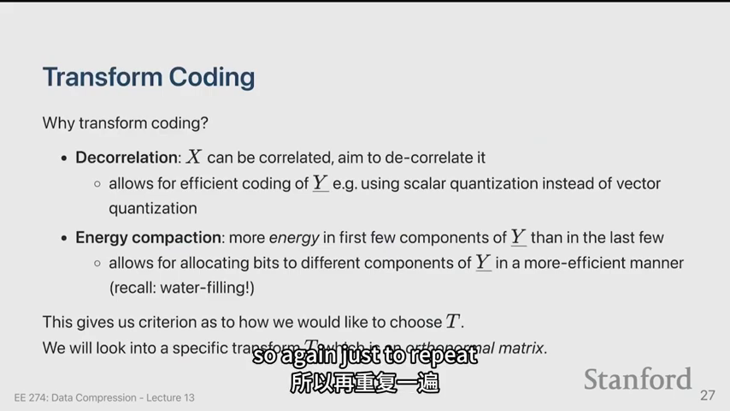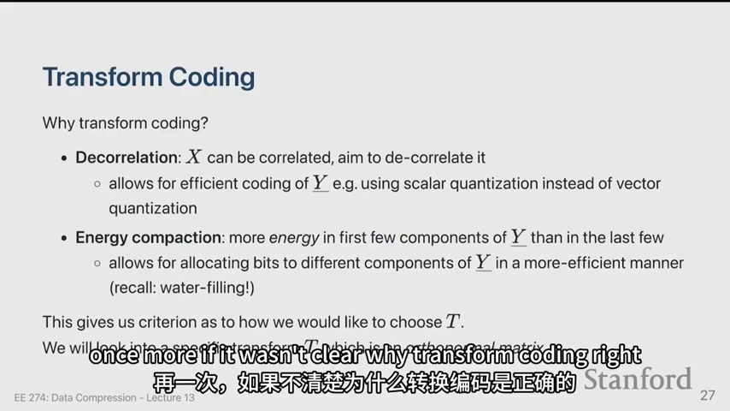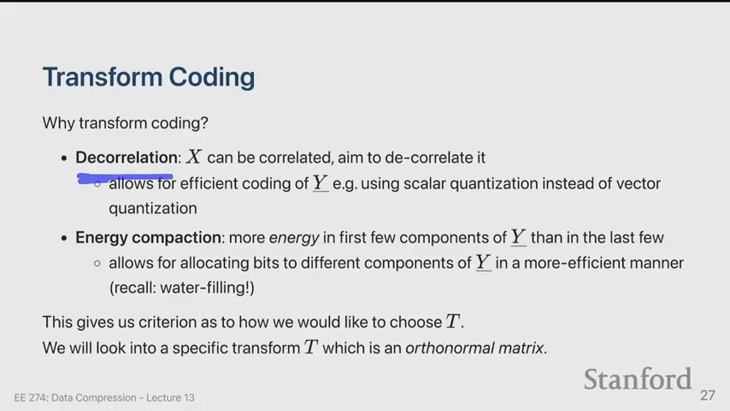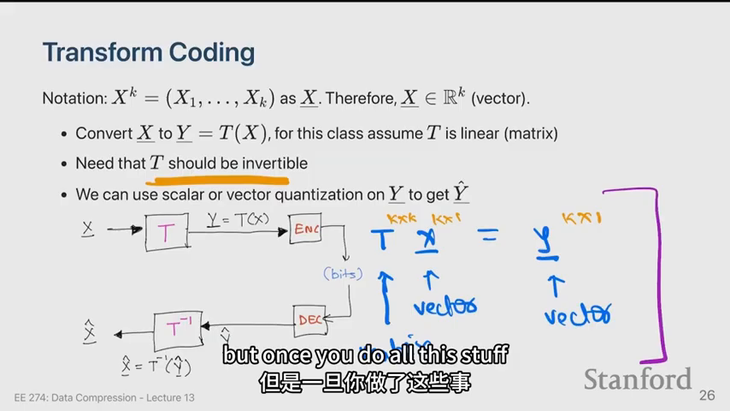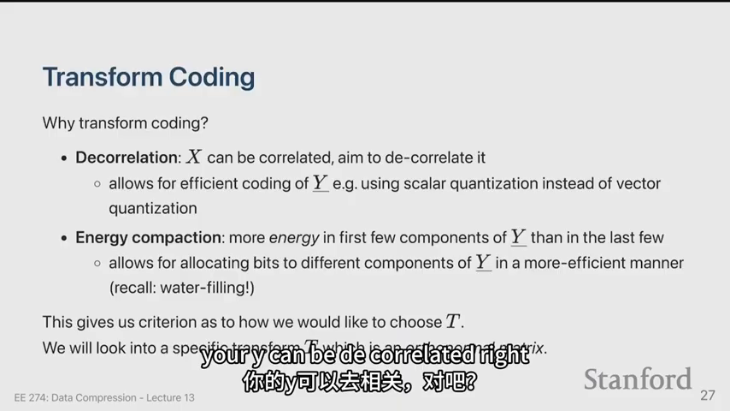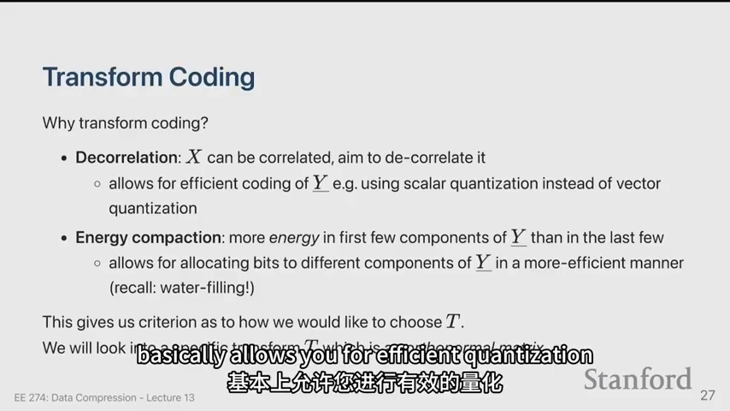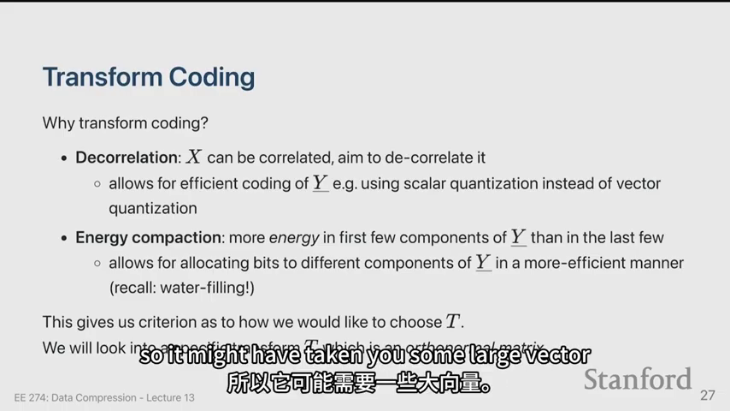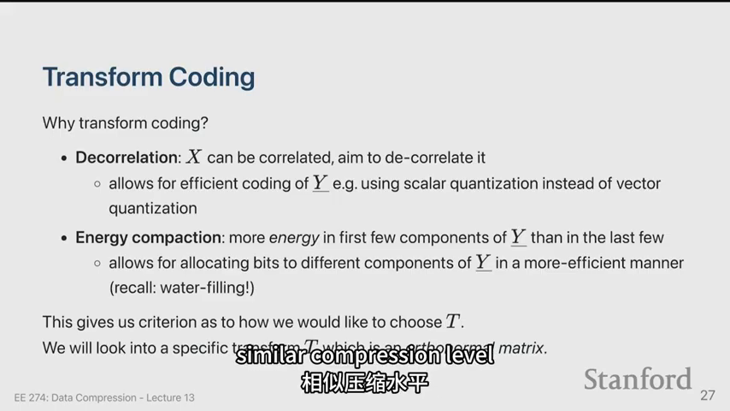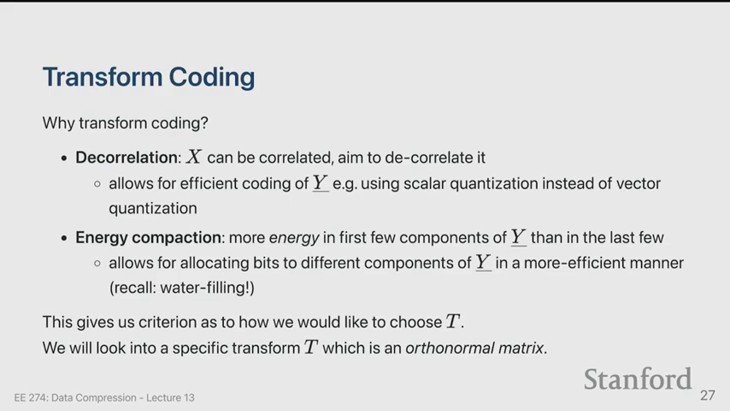Okay. So again, just to repeat once more if it wasn't clear, why transform coding? The idea is that, first, there is decorrelation. So X can be correlated, but once you multiply with a matrix, your Y can be decorrelated. And decorrelation allows for efficient quantization. It might have taken you some large vector quantizer to get a similar compression level, but with a simple quantizer like a scalar one, the complexity is much lower.